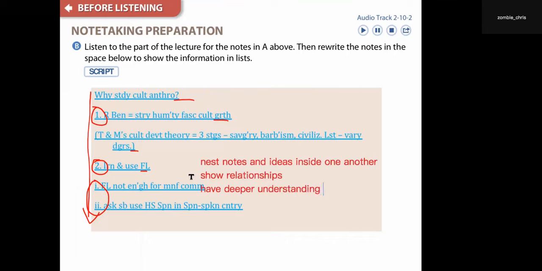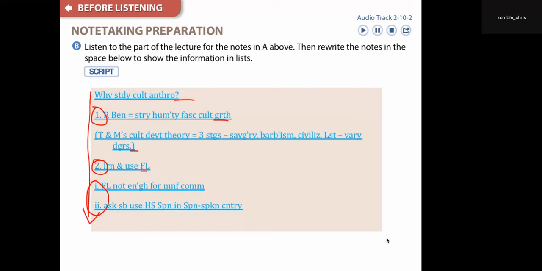And when we can see the relationships between ideas, when we can see the small ideas and how those small ideas fit in with the big idea, we can have a deeper understanding. And that's really what we're aiming for at university level. We're looking for people having a deep understanding and being able to think deeply about a topic, and that only comes from organizing your ideas clearly to show the relationships inside one another, so that we can actually see very, very quickly how one thing is related to another thing.